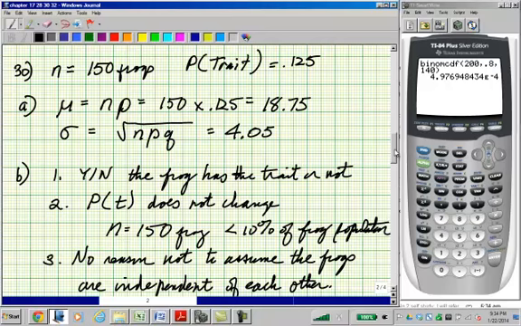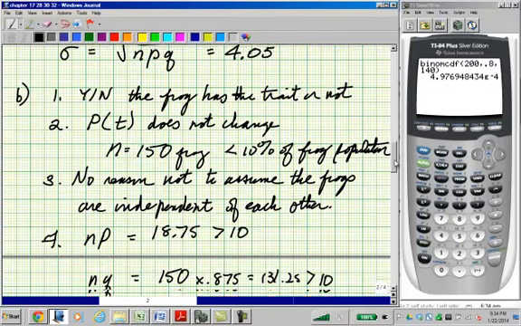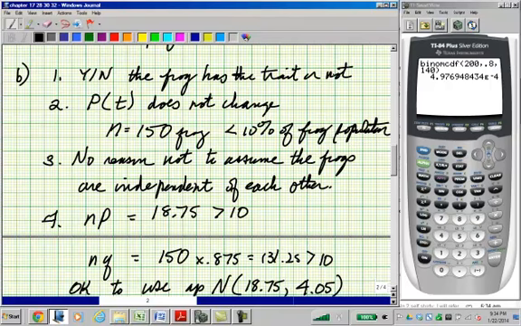Now, can we use the normal model? Well, it's yes or no. The frog has the trait or it doesn't. The probability of the trait doesn't change since n equals 150. 150 frogs is less than 10% of the frog population. There's probably millions of frogs. Three, there's no reason not to assume the frogs are independent of each other.